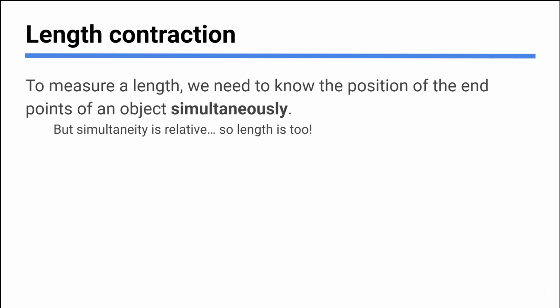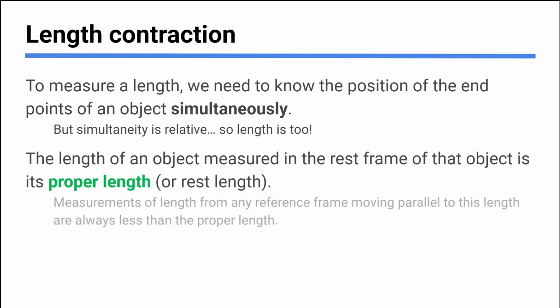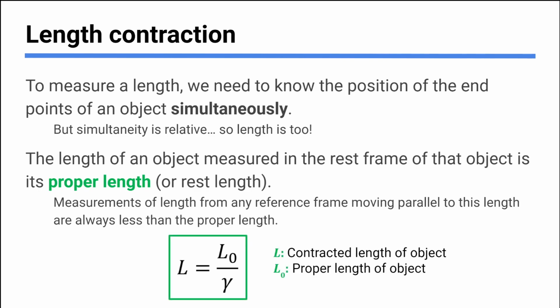All right, so this is the idea that we just set up. To measure length, you need the position of two points at the same time, the endpoints. And simultaneity is relative, so will be length. And here's what it works out to be. When you measure length in a moving frame relative to the frame in which the object is at rest, you will always get something shorter. So that's called length contraction.